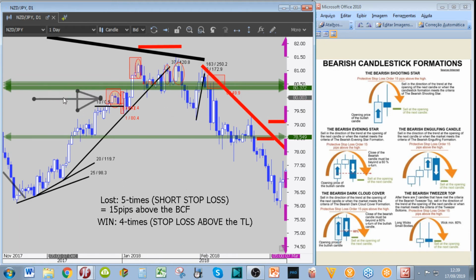Look at the quadrant. Look how big the quadrant is. This was the short stop loss, 15 pips above the candlestick formations, right? Stop loss in here, stop loss in here. Clone. There you go. Stop loss in here. So, can you see the stop loss? How big is the quadrant, Victor?